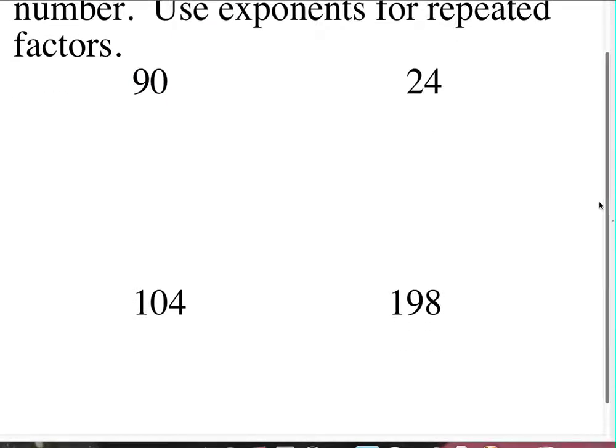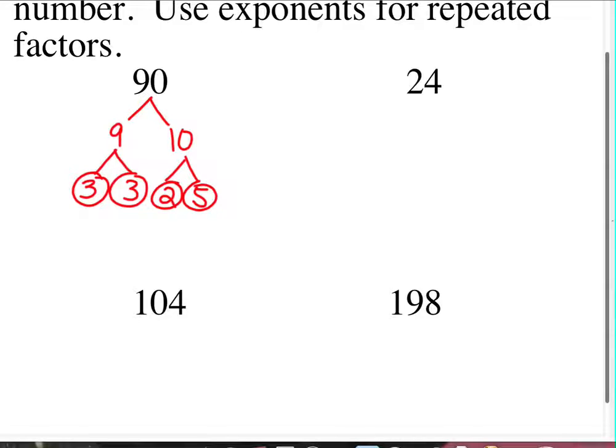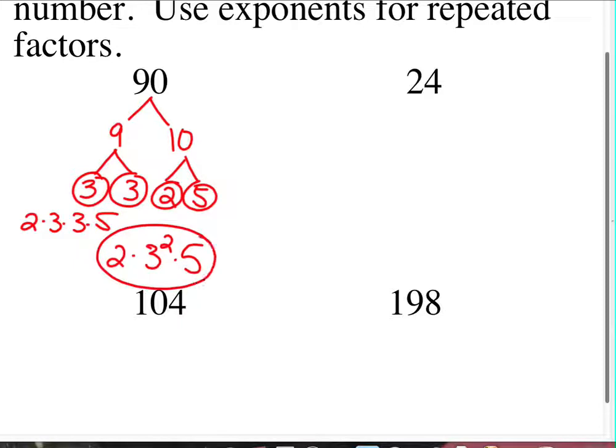Let's see if you can do this. What times what would be 90? And you could start anywhere. You could do 9 and 10. You could do 45 and 2. You could do 3 and 30. I like 9 and 10. Neither of those is prime. We have to break them both down. 3 times 3 is 9. Those are both primes. And 2 times 5. Prime and prime. So the list would be 2 times 3 times 3 times 5. But you're an 8th grader now and you know how to use exponents. So you're going to tell me that that is 2 times 3 to the second power times 5. And that is the final answer.